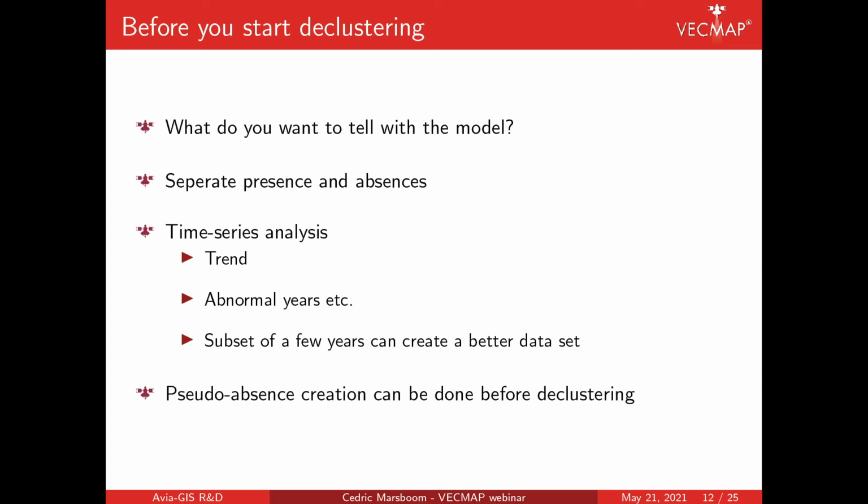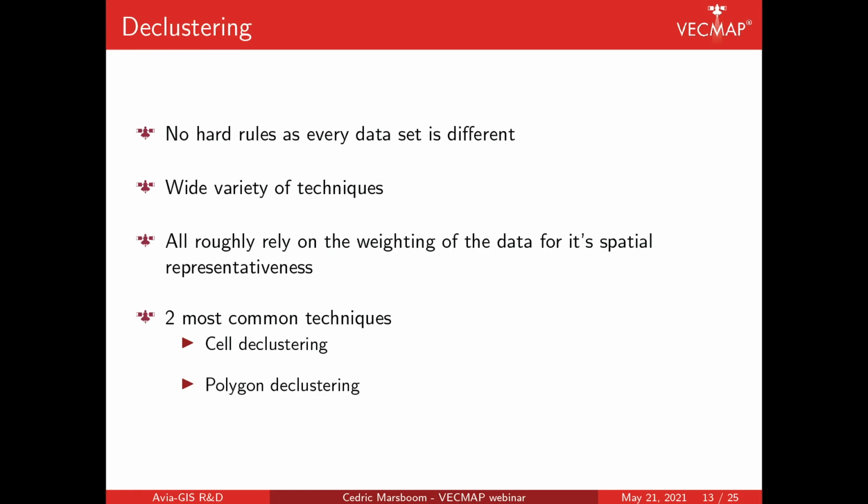So, like I already said in the introduction, there are no hard rules, as every data set is a little bit different. There's a plethora of techniques that can be used, but they all roughly rely on the same principle, which is weighting your data for its spatial representativeness. So it's basically making a weight correction on your data.